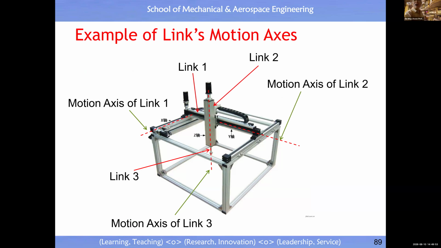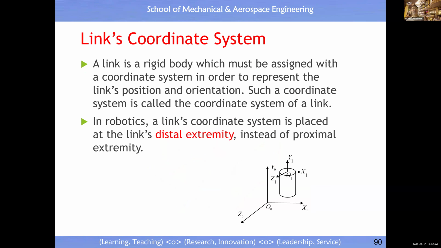So then this is an example of the motion axis. You have link 1, link 2, and the motion axes of link 1 and link 2, okay? Spend time to visualize, and pay attention to this slide. Then, just like I mentioned, the convention in robotics is to assign the coordinate system at the distal extremity, not the proximal extremity, okay?